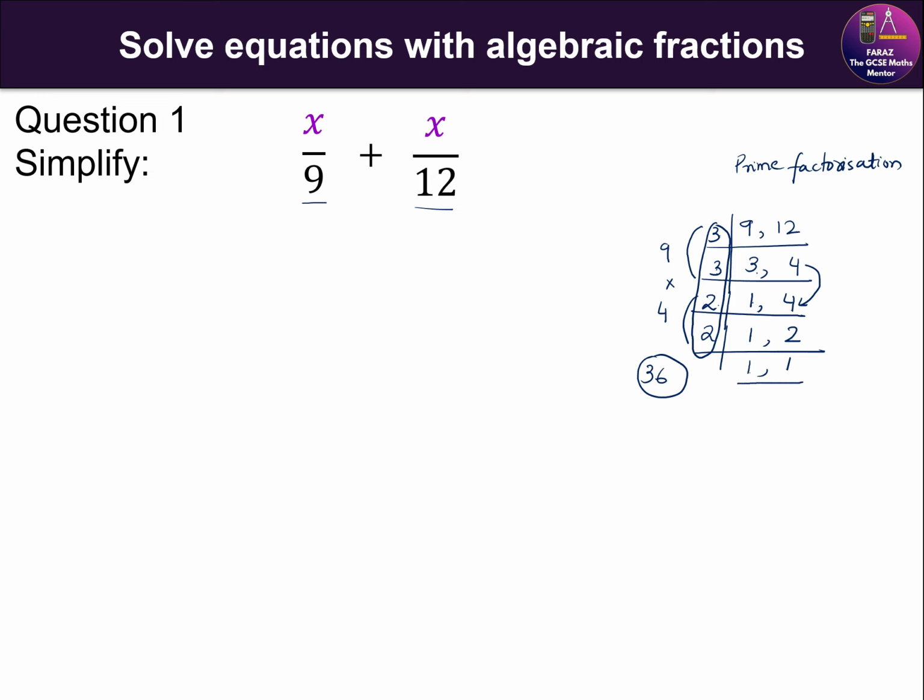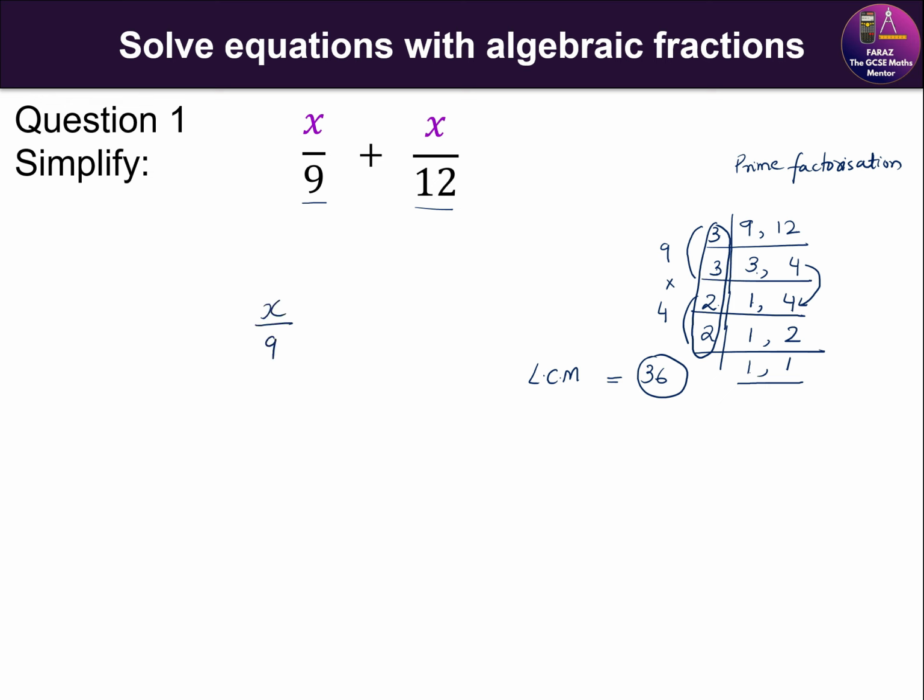As you got 1 comma 1, it means you have to multiply all those column numbers together to get the LCM. So the LCM of 9 and 12 is 36. LCM means least common multiple. So we change both fractions and make their denominators equal to 36. How can we do that?